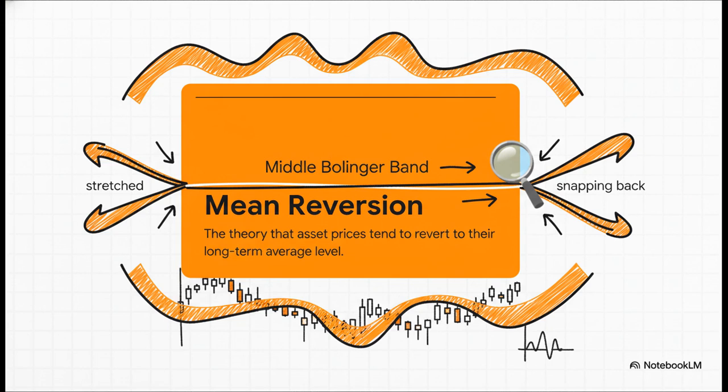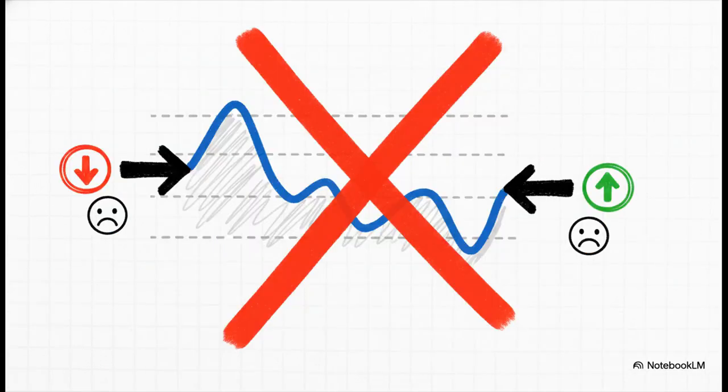When a price gets stretched way too far from its average, it has a strong tendency to snap back toward the middle. So the first thing everyone thinks is, oh, easy. I'll just sell when the price hits the top band and buy when it hits the bottom. Sounds simple, right? It's also so wrong.